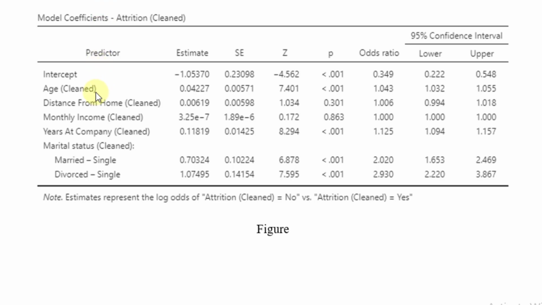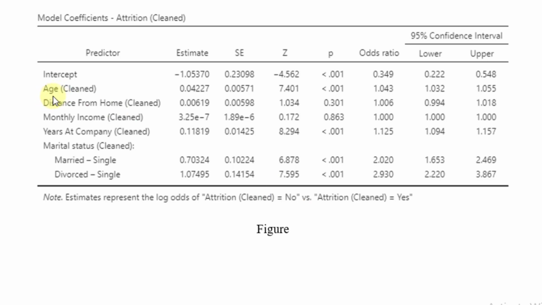Now we will do its interpretation. First of all, we will have a look at the p-values. The p-values for the distance from home and monthly income, both of them are greater than 0.05, so they are found to be statistically insignificant. There is no need of their interpretation, but you will have to report that these two are statistically insignificant. Now, one thing more, for attrition I have taken my base category or reference category as no. So while doing the interpretation, you must remember this.